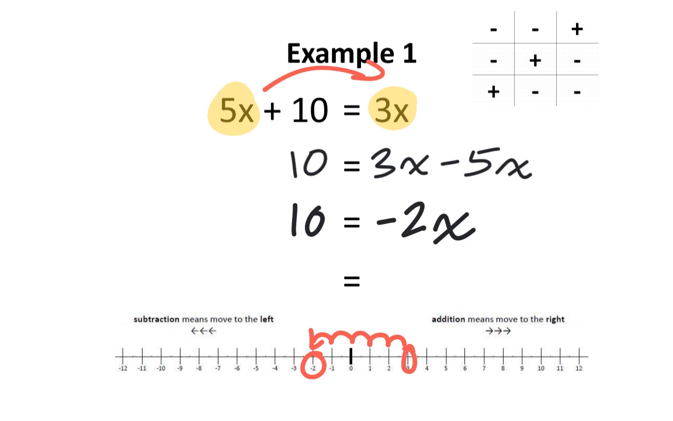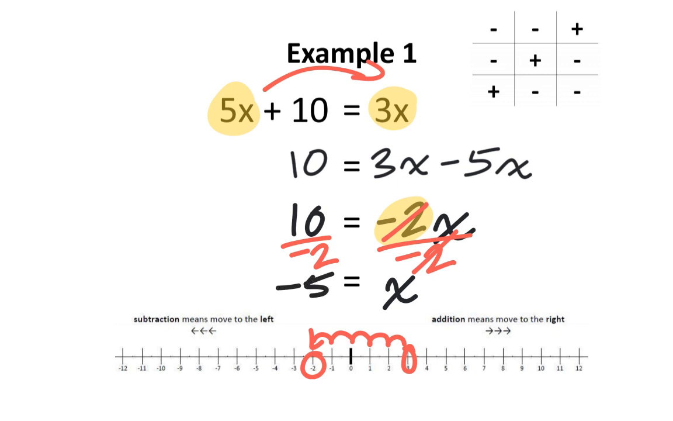I now want you to focus on the negative 2 in front of the x. What exactly is this negative 2 doing to the x? Well, it's multiplying. And the opposite of multiplying is dividing. So we're going to divide this by negative 2. And what you do to one side of an equation, you must do to the other side of the equation. These negative 2's are going to cancel out, which leaves me with just x. And 10 divided by negative 2 is going to be equal to negative 5.